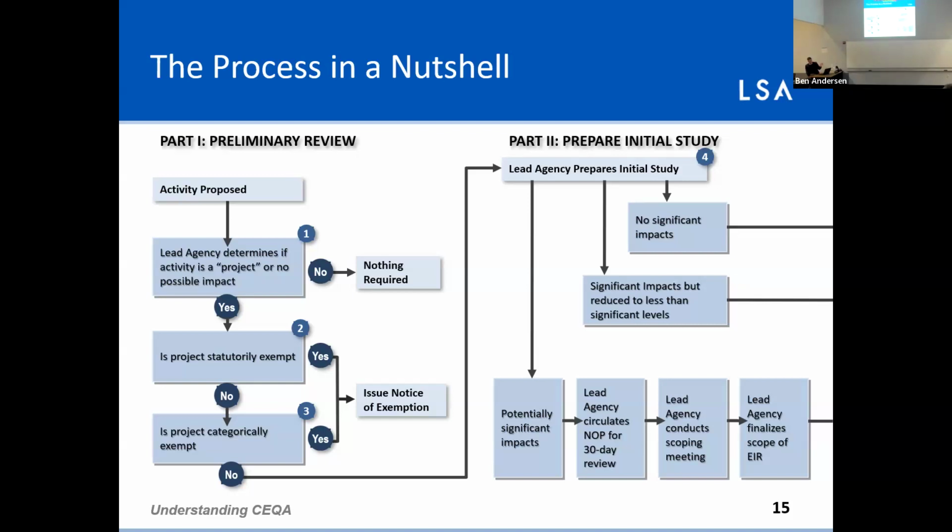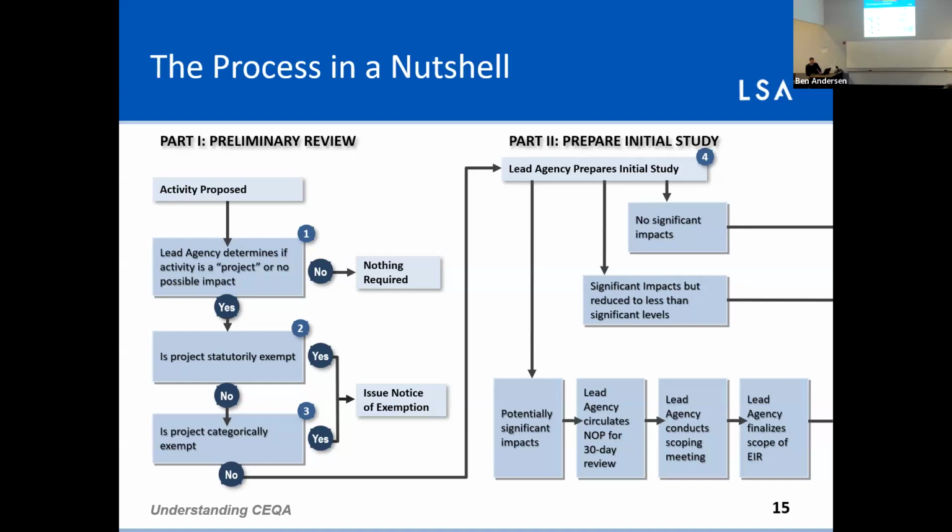If your project is not exempt, you can do an initial study to find that the project does not have an impact. So you don't need to mitigate anything, and you still have to have a discretionary action. They still have to decide on them. But it might be that you do have mitigation measures, and we can use that initial study to say, yes, there's impacts. We identified them, we mitigated them, fine.